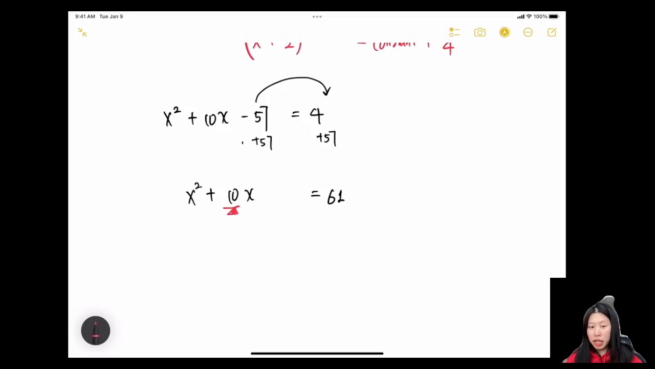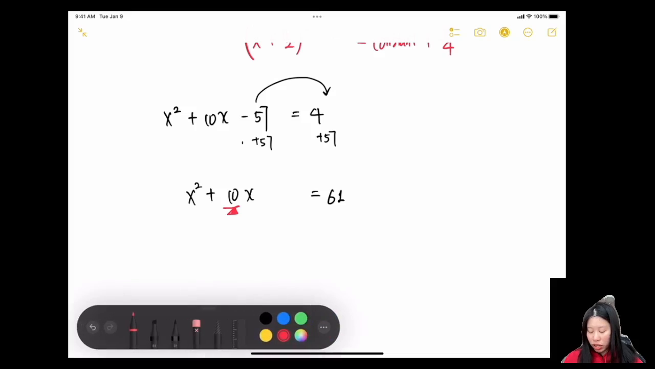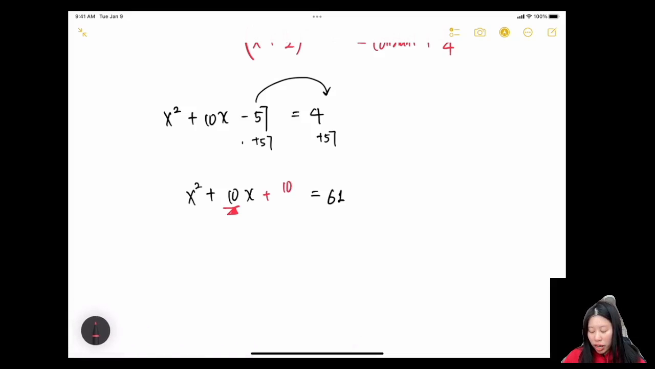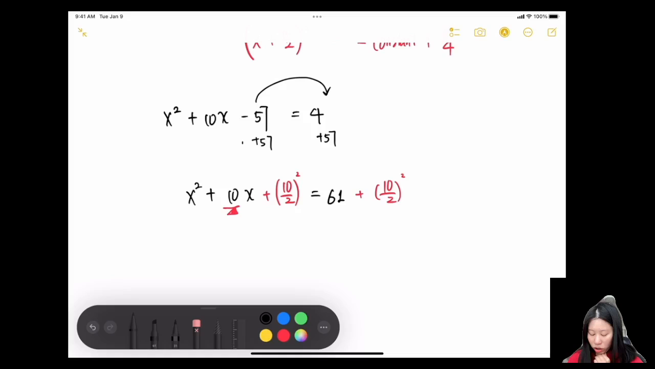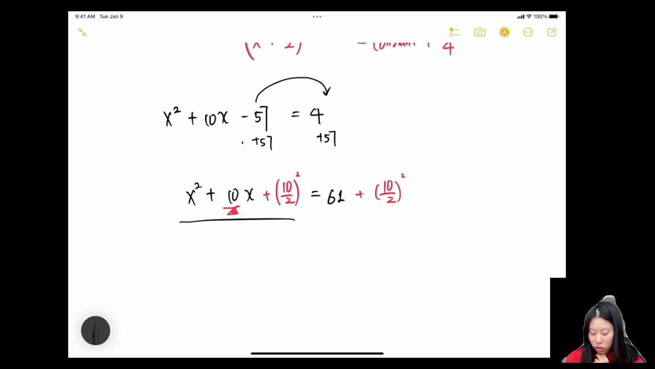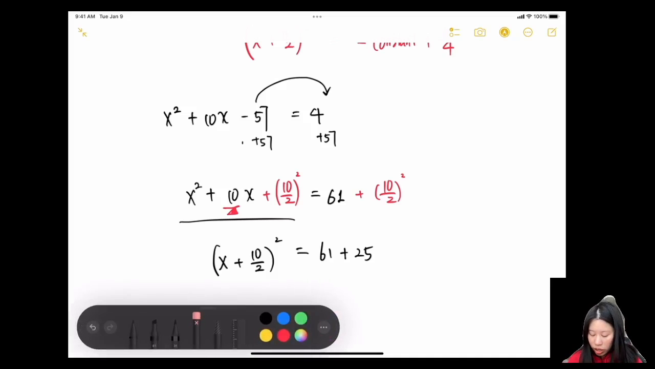Just be careful about the negative sign. If there's a negative sign, you need to include the negative sign as well. So I want to add half of that number, squared, on both sides. Okay, so now we can construct a perfect square. The first three terms equal x plus 10 over 2, equals 61 plus 25, because 10 over 2 is 5, and 5 squared is 25.